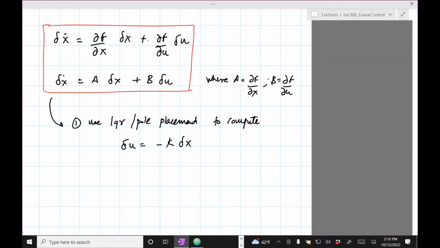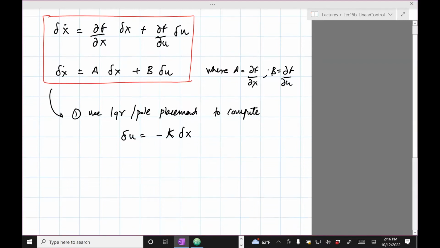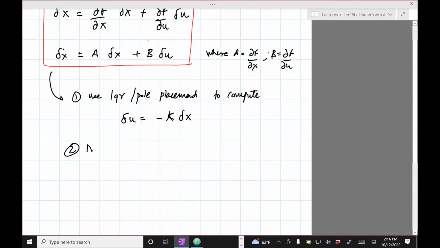So the system is set up. And once you do that, note that the control is u equals u0 plus delta u. So do not forget to put the u0 in your control system. It is u0 plus delta u, and the delta u comes from LQR or pole placement.